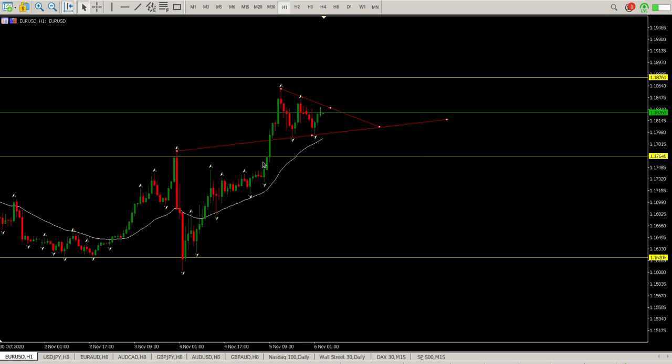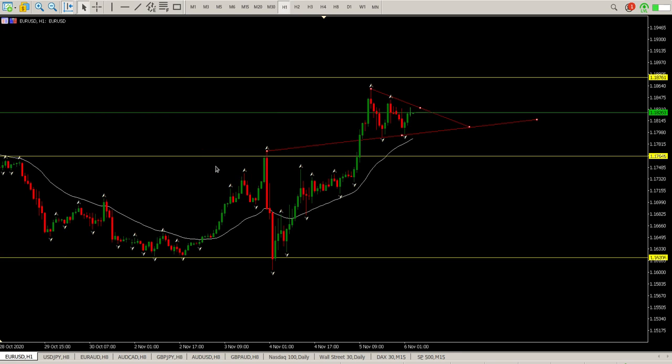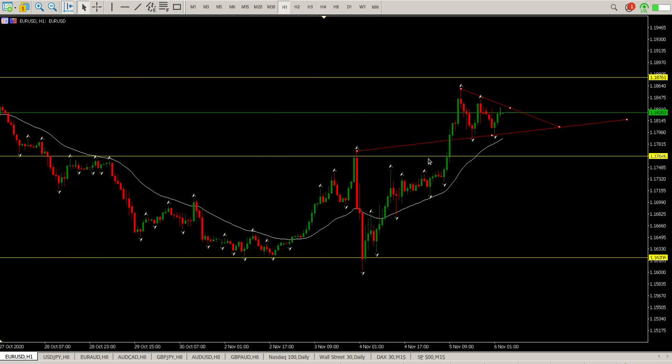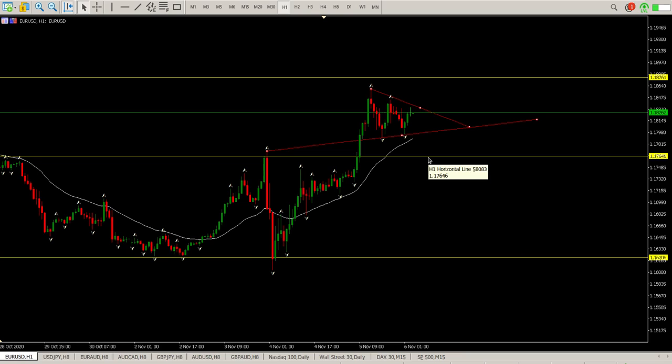I would expect a move down, but I would also expect us to find some support. So I'd expect us to find support at 117.646. Break to the upside, I'd expect us to find resistance here at 118.761. Okay, so that's kind of the two levels that we're floating in between.